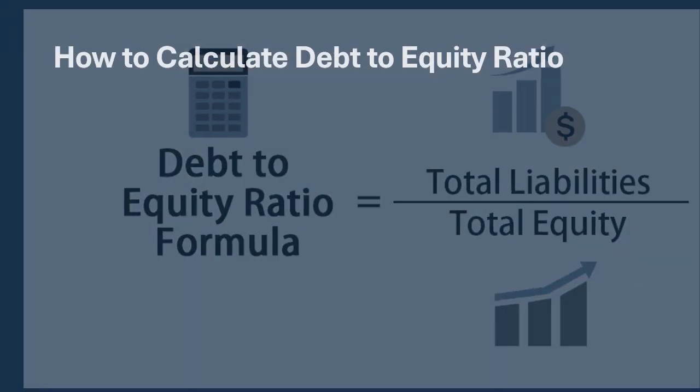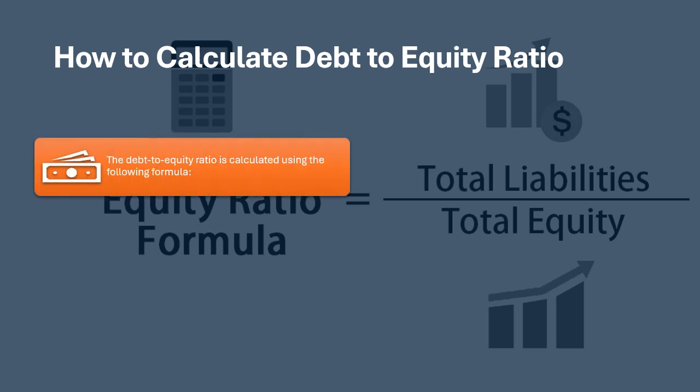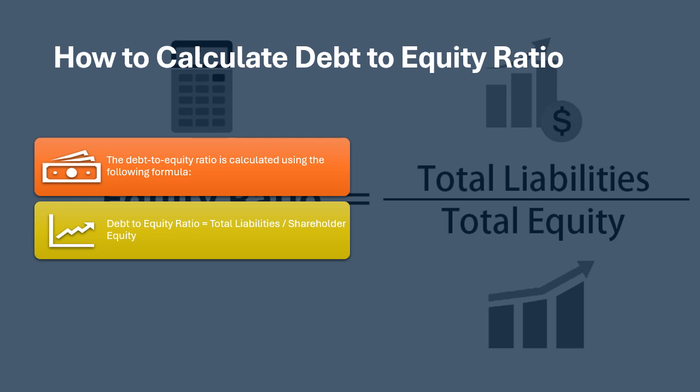How to calculate debt-to-equity ratio? The debt-to-equity ratio is calculated using the following formula. Debt-to-equity ratio is equal to total liabilities divided by shareholder equity.